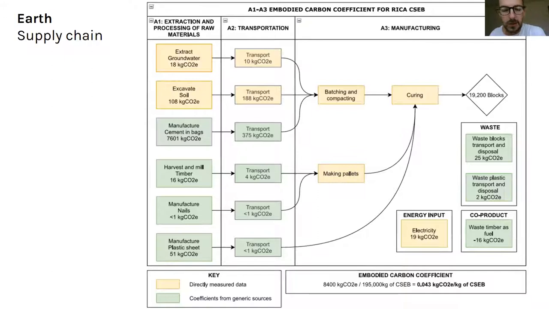And so this is just an example of the supply chain, and it's very short for the earth construction. It's a highly localized process, and it's sourced locally and manufactured on site. And this is also an embodied carbon calculation that we did particularly for the compressed earth blocks, I'm just showing on the screen there.